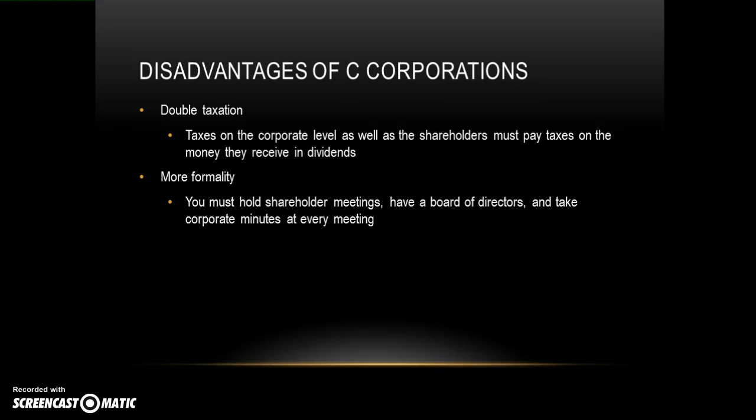Disadvantages of C corporations. C corporations have double taxation. Taxes are paid at the corporate level, and the shareholders must also pay taxes on the money they receive in dividends. It's also more of a formality. You must hold shareholder meetings, you must have a board of directors, and you have to take corporate minutes at every meeting.